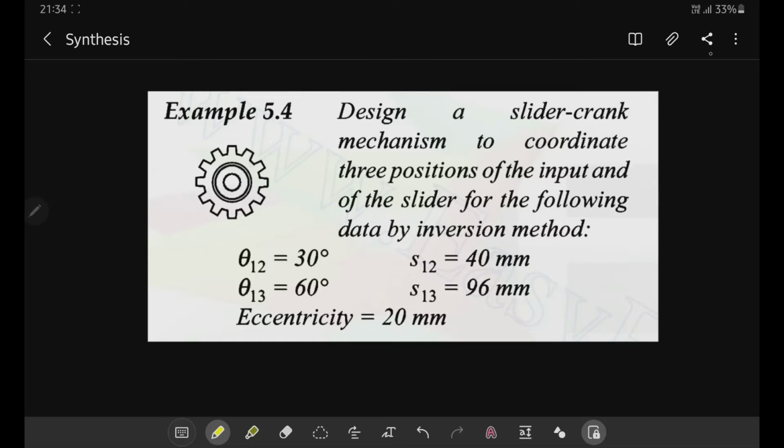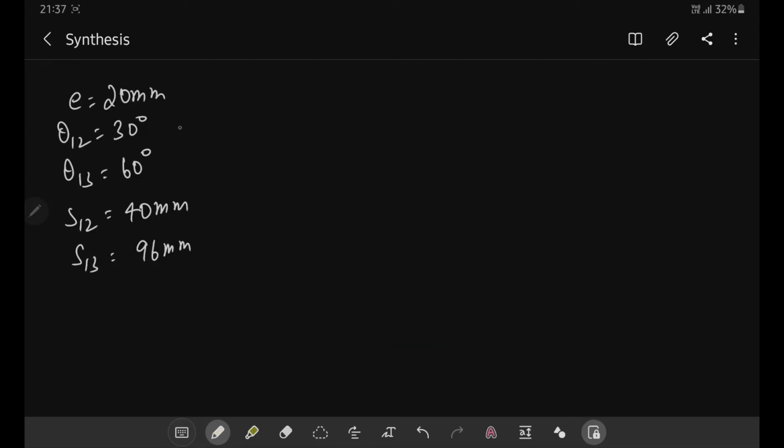S denotes the displacement of the slider in the slider crank mechanism. When S12 is given, it is nothing but the displacement, the distance between position 2 and position 1, that is 40 mm here, and S13 is nothing but the distance between position 3 and position 1, that is 96 mm here. Also there is an eccentricity, which is nothing but an offset, the amount of height that the slider is above the horizontal line containing the point A. So the given data is noted down here.